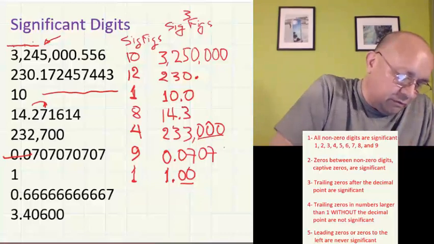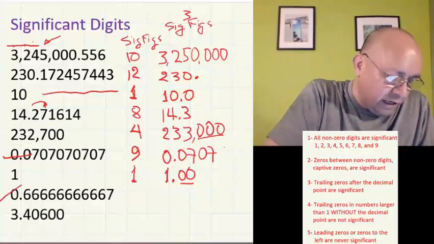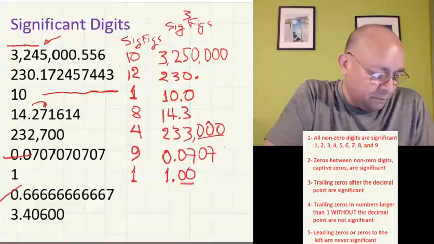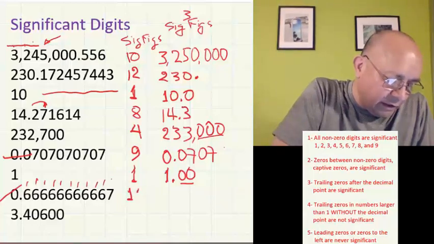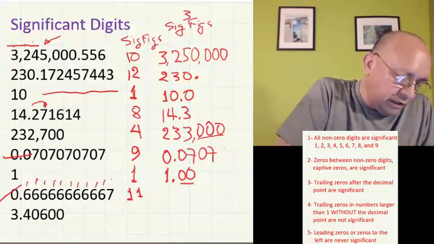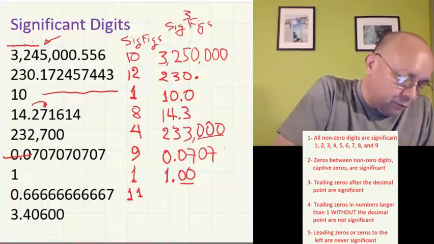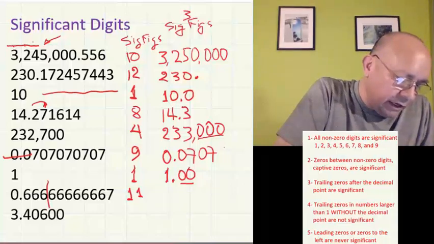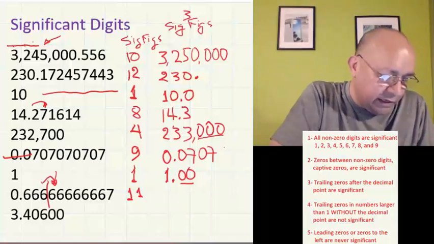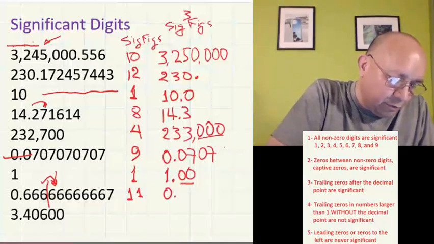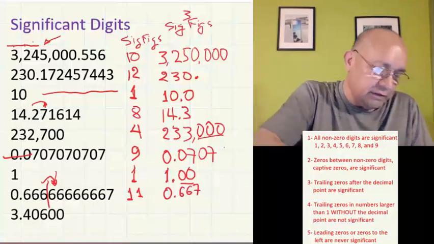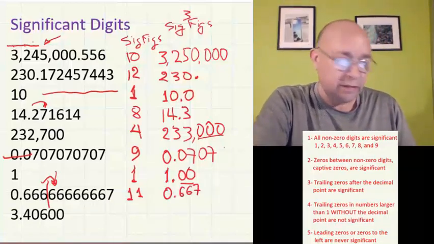Next one, this one. This 0 is to the left, so it doesn't count as significant. So the rest are significant. 1, 2, 3, 4, 5, 6, 7, 8, 9, 10, 11. 11 significant digits. Now let's write it with 3 significant digits. We cut here. The next digit after the cut is a 6, so the 6 before the cut becomes a 7, so this will be 0.667. That's that number with 3 significant digits.